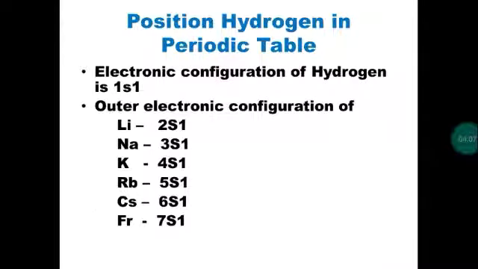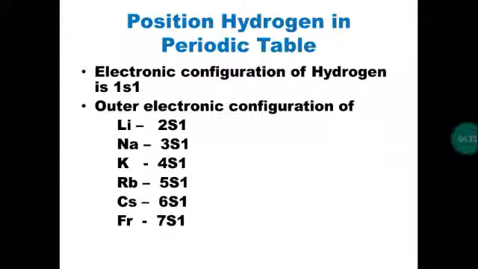Next, what should be the position of hydrogen in the periodic table? When we analyze the modern periodic table, hydrogen is placed in group number 1. Is it the correct method? Should we place hydrogen in group number 1? So we have to answer the question, why do we place hydrogen in group number 1 of the modern periodic table.